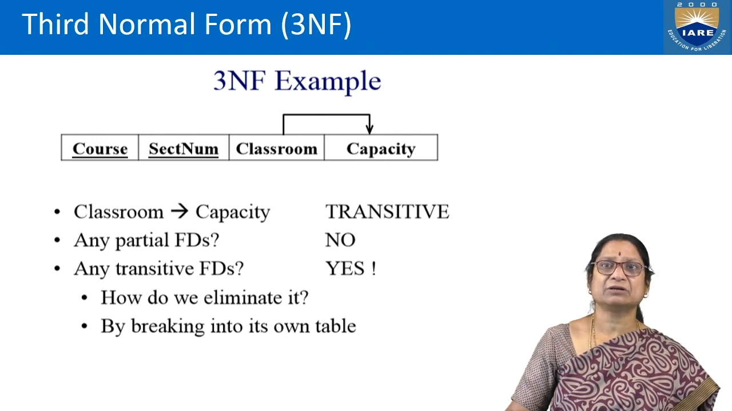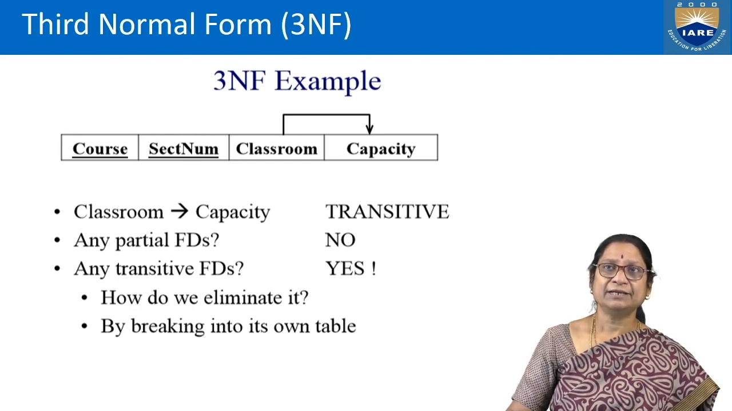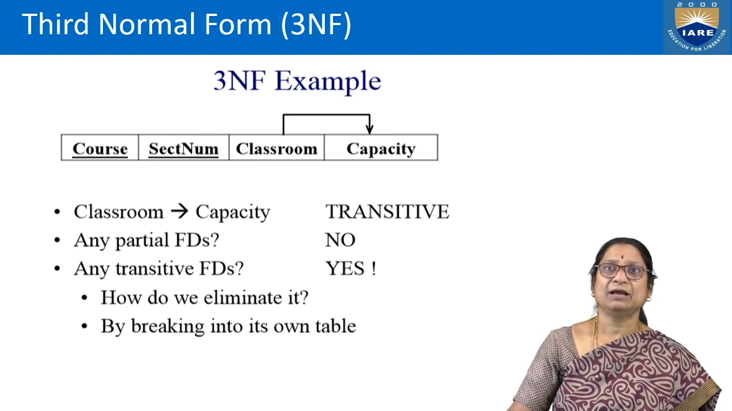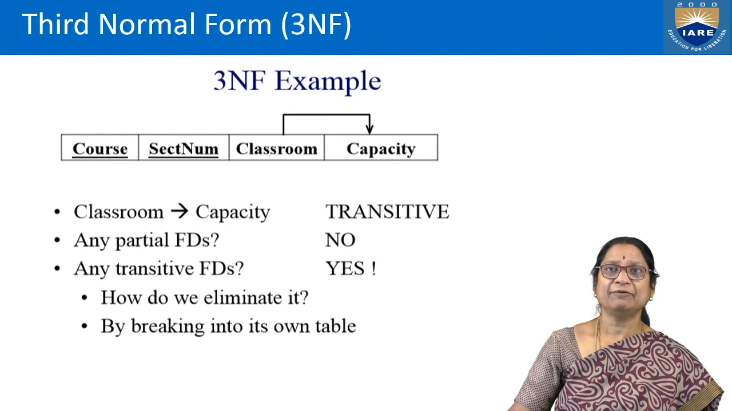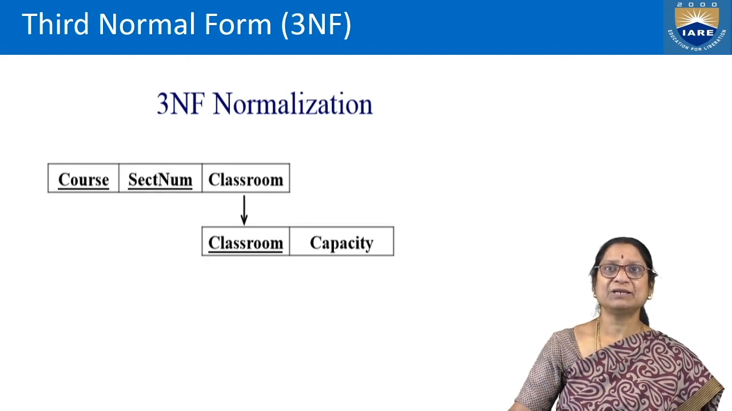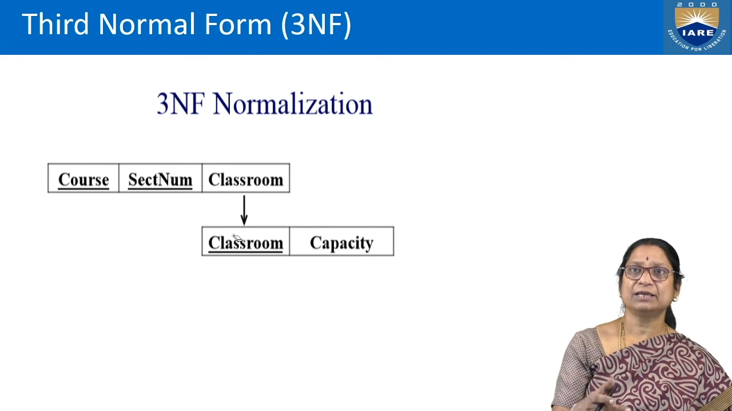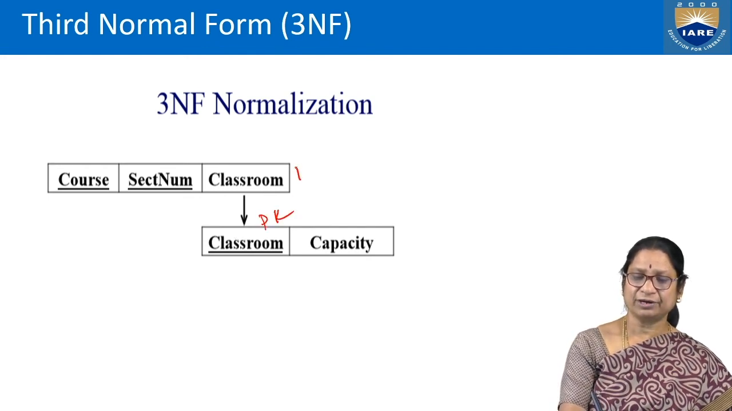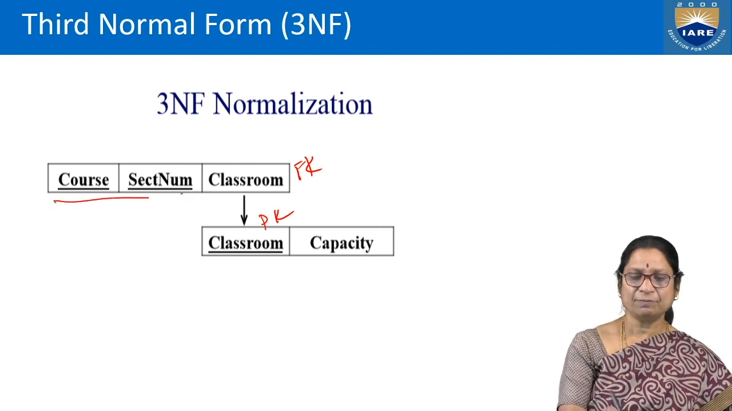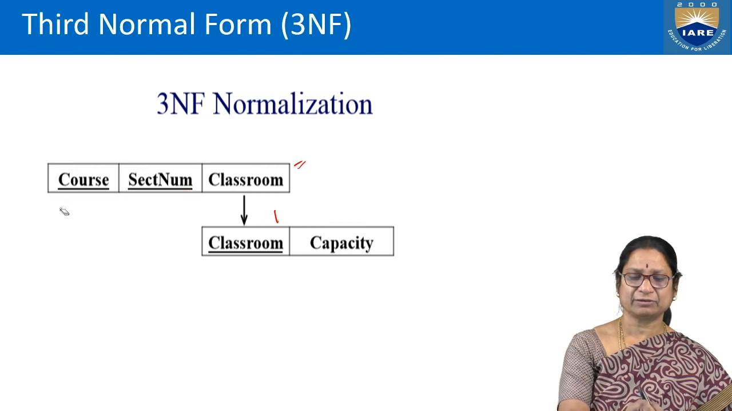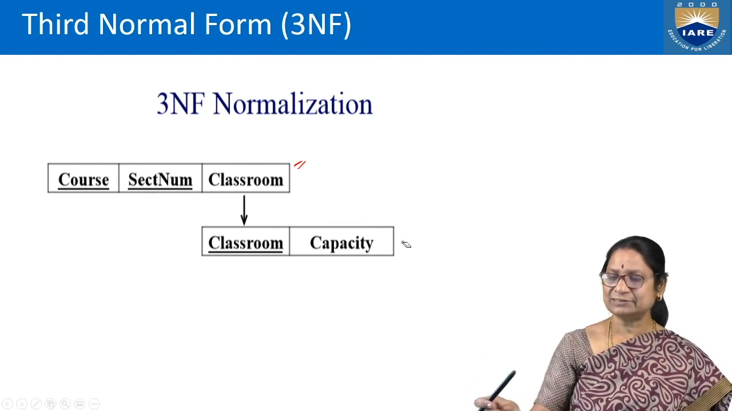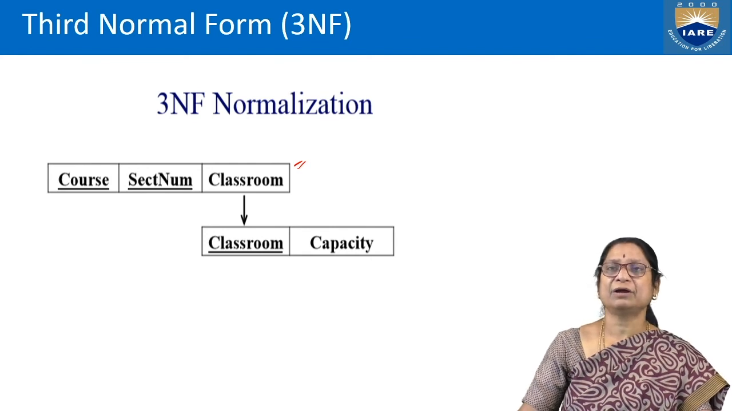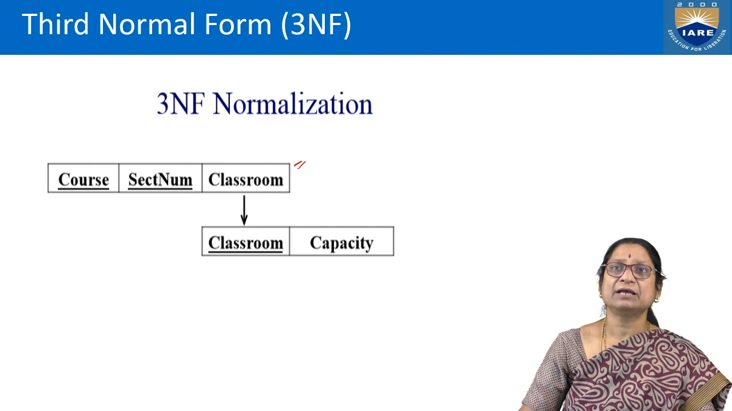How to eliminate? Decompose. Break the relation into sub-relations. As I told you, the attributes related to the transitive dependency will be in one table and the other attributes will be in another table, by having a common attribute as a candidate key. So that's why course, section number, classroom will be one relation, and classroom, capacity the other. Classroom will be a common attribute. Here classroom is a primary key, which is a foreign key here. What is the primary key here? The combination of course and section number is the primary key. So any transitive dependency that exists, the attributes related to it are in another relation, a sub-relation, and the respective primary key will be added into the base relation.